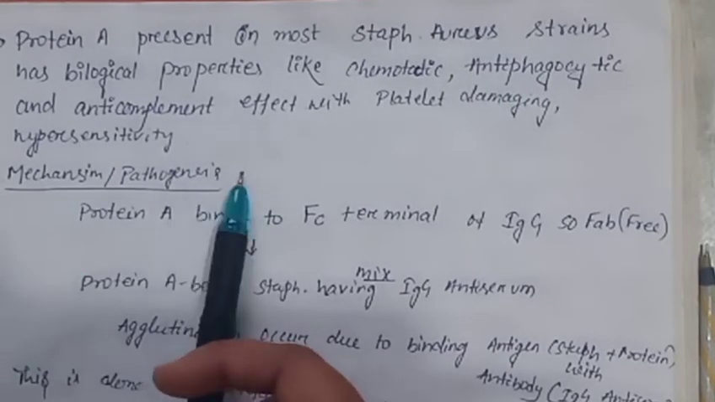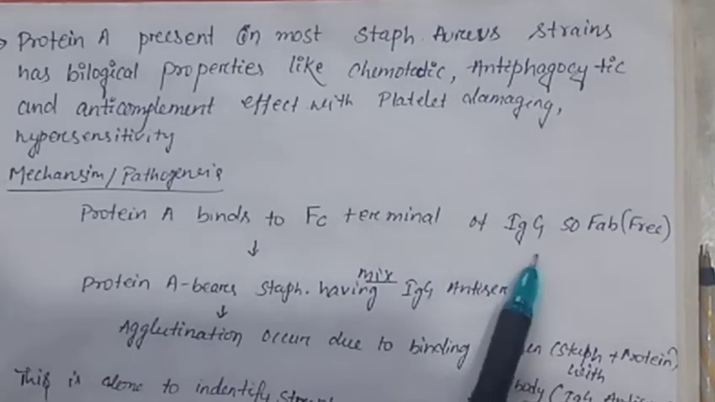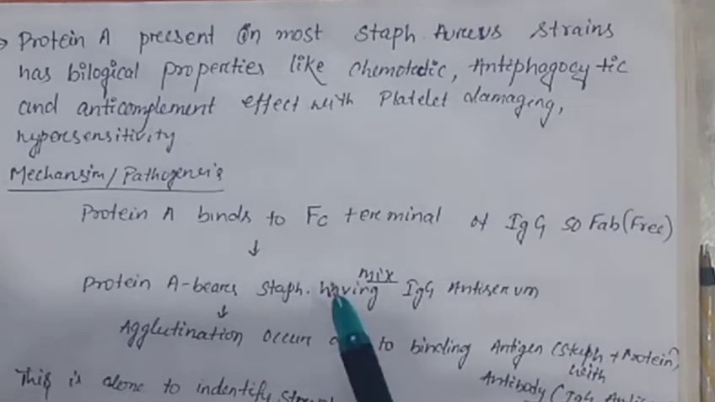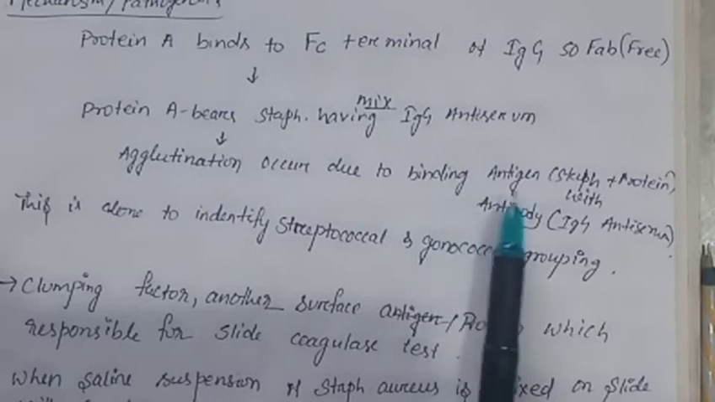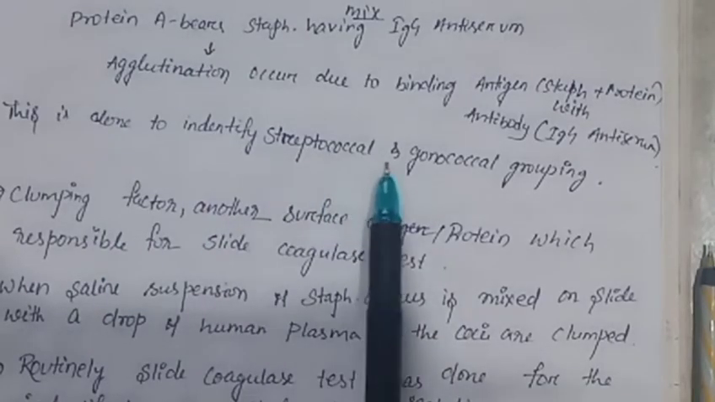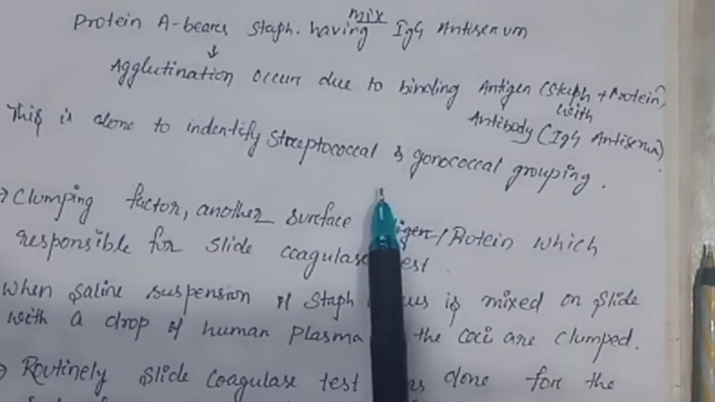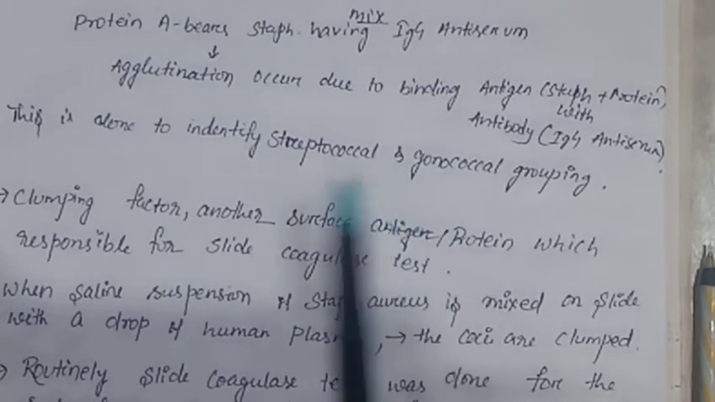So how does the pathogenesis or mechanism occur? First, protein A binds to the Fc terminal of IgG, so the IgG Fab receptor is free. Then the protein A, which bears the Staphylococcus, mixes with the IgG antiserum and agglutination occurs. This agglutination occurs due to the binding of antigen and antibody, and it is used to identify streptococcal and gonococcal grouping. The difference between streptococcal and gonococcal identification is done by this protein A agglutination.